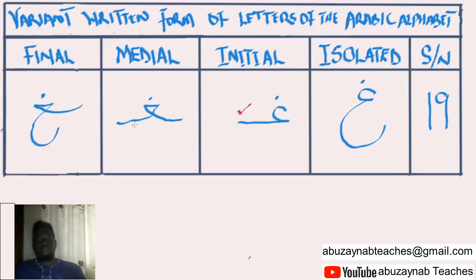Ghain is connected to the succeeding letter in its initial form, connected to the preceding and succeeding letter in its medial form, and connected to the preceding letter in its final form.